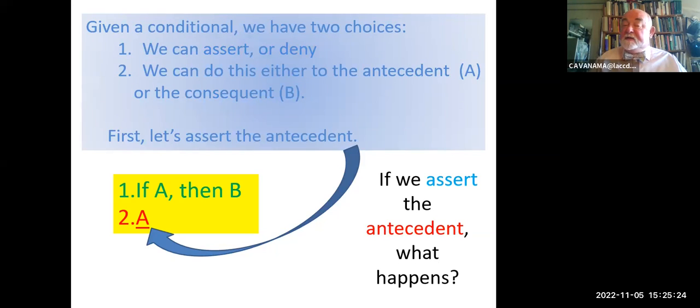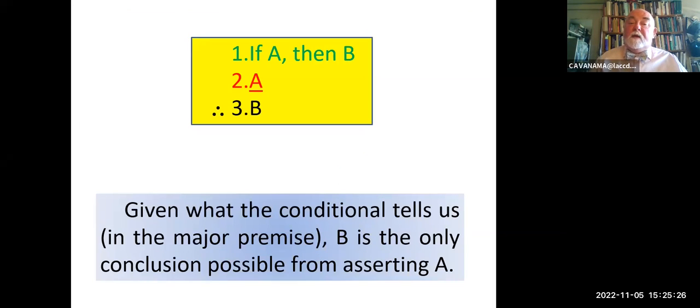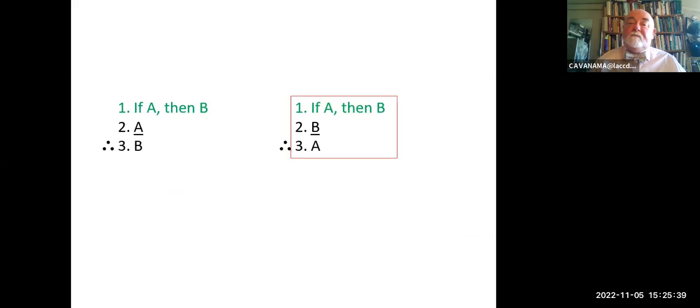And if we assert the antecedent in this way, what happens? Well, given what the conditional tells us, there's only one conclusion we can draw. Major premise says if A, then B is the case. A is the case, therefore what? B has to be the case. It's the only conclusion possible concerning A in the face of that condition.